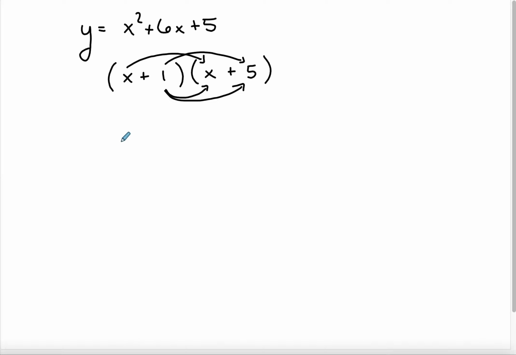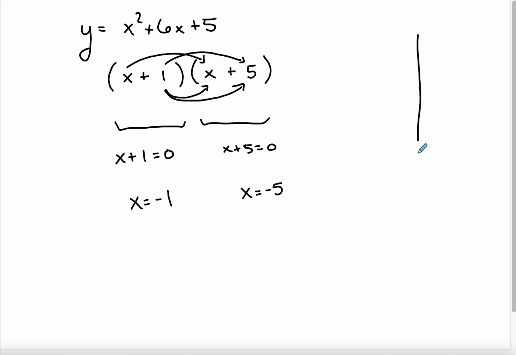Now that I have it in factored form, it's easy to find the roots. The roots exist where each of these terms equals 0, right? So x plus 1 equals 0, x plus 5 equals 0. And so this graph crosses the x-axis at x equals -1 and x equals -5. I can start to plot that. X equals -1, x equals -5.